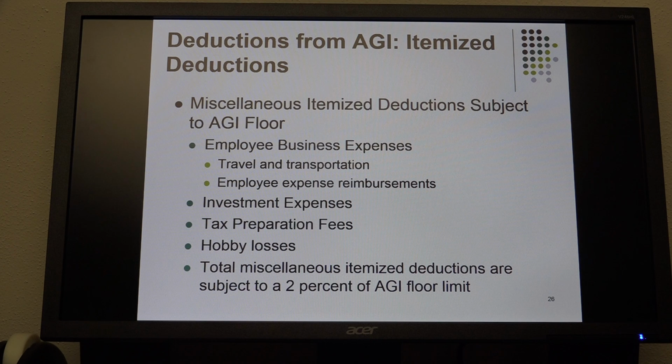How often do you see that? Not very often, because most employers reimburse you for it. But notice that if you do have such costs, the standard business mileage rate, you can take actual cost or standard mileage rate, is 57.5 cents per mile. We've seen in some other instances where transportation was only reimbursed at a standard rate of 23.5, I believe it was.